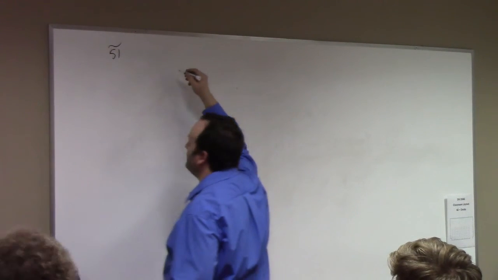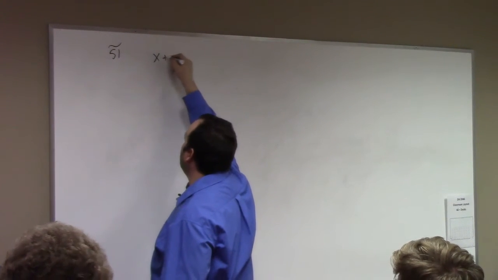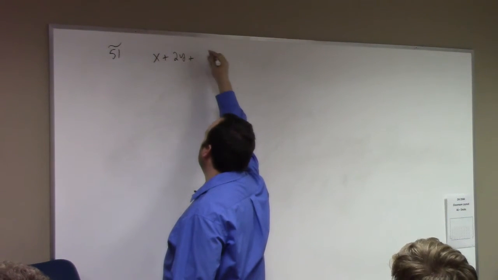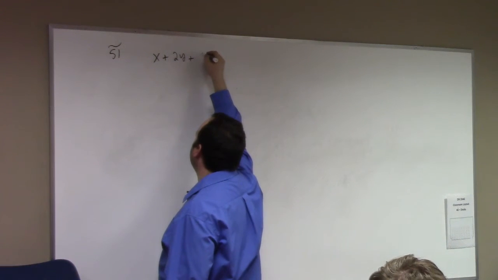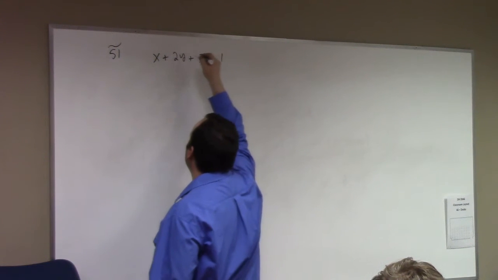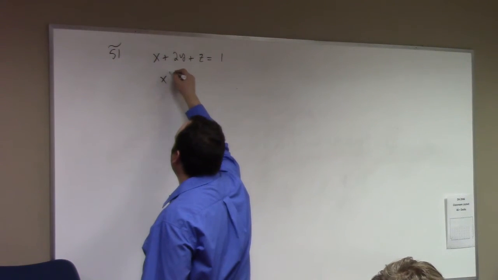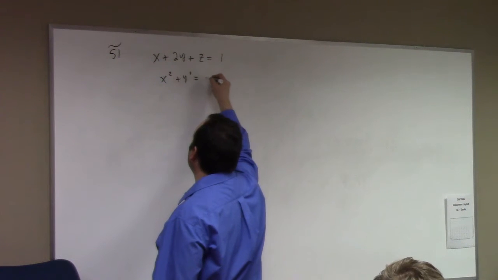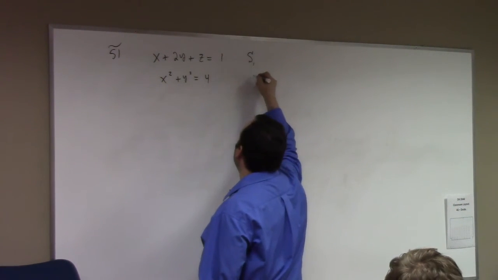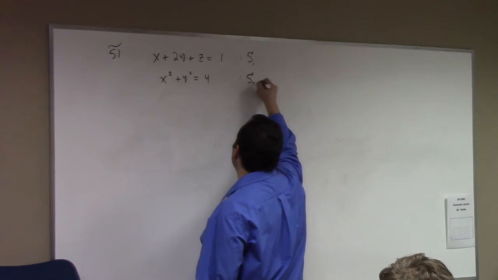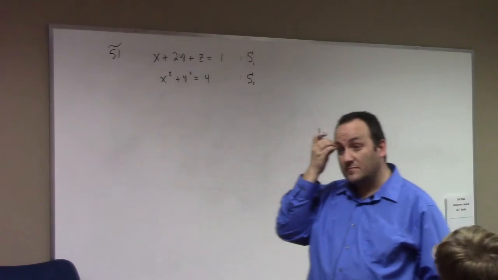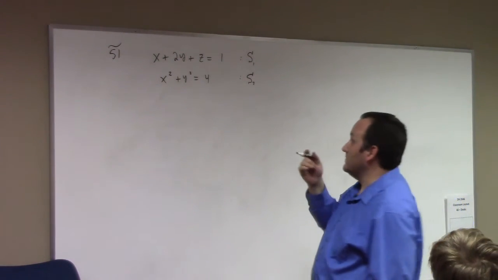All right. So suppose we had x plus 2y plus z equal to 1, and we had x squared plus y squared equals to 4, right? This could be my S1. This could be my S2. I could ask you to parameterize the curve of intersection of these two, right? So I can draw a picture for this one.